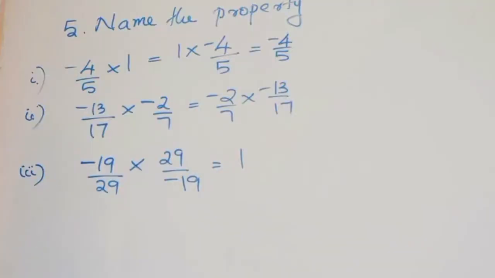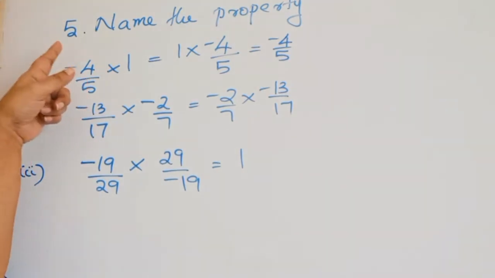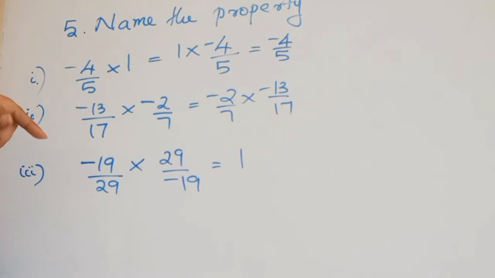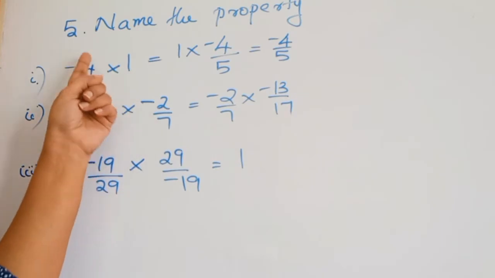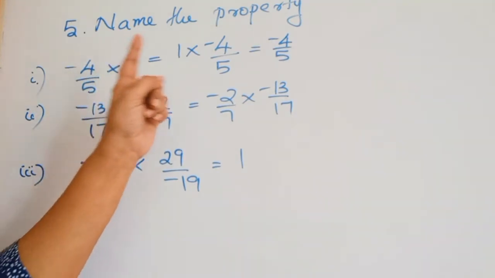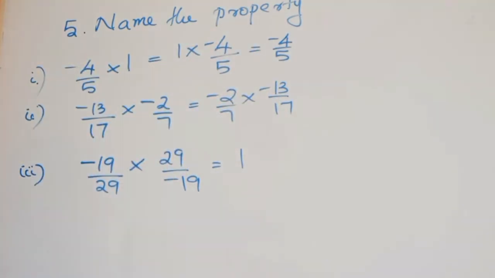Okay, today we can start with Exercise 1.1, question number 5. Name the property. That is, first one is minus 4 by 5 into 1 is equal to 1 into minus 4 by 5, which is equal to minus 4 by 5. Here we can see that when we multiply any rational number with 1, we get the same rational number.